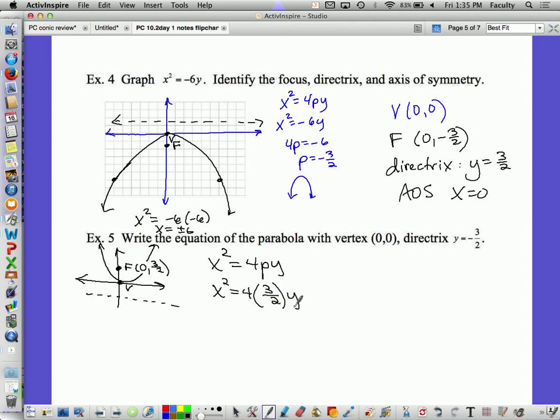If it opens up, it's a positive p. If it opens down, it's a negative p. That's simple. So this is x squared equals 6y. All right, try the next 3 on your own.